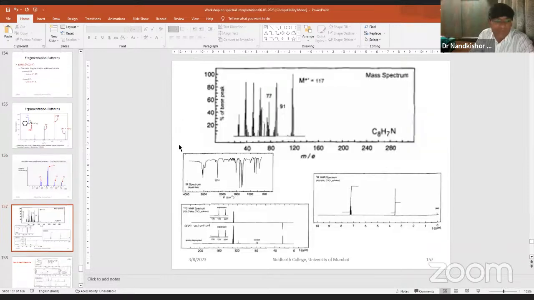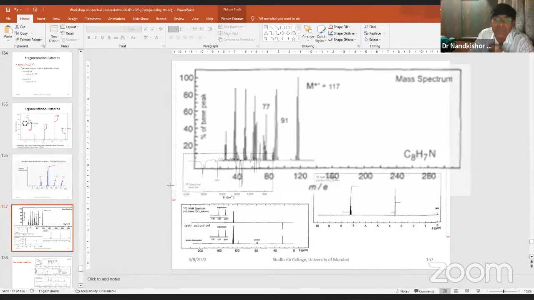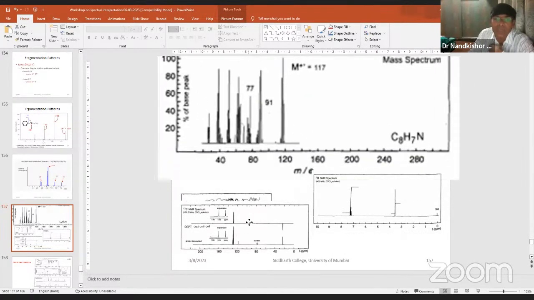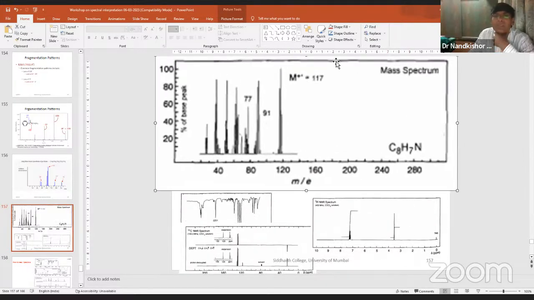Now look at here, how the spectrum looks. Just to understand how the analysis of a mass spectrum is done, I have written this mass spectrum on the top here. I can take some of the spectrum down for understanding. This is the molecular ion peak, C8H7N. From the molecular formula itself, you can tell there is one nitrogen present, so the M plus will be an odd number. So this is odd, 117. This one thing is clear.